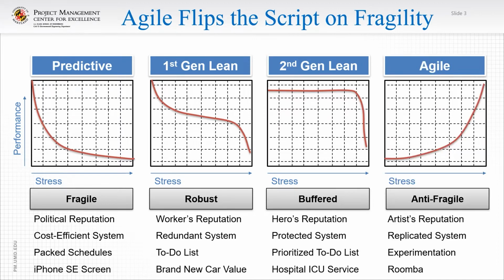Now, Agile flips the script and says that under stress, we're going to continue to improve performance. And in fact, we like stress because we learn. And so this actually exhibits what we call anti-fragile behavior. Examples of this are like an artist's reputation, where essentially there is no such thing as bad news or bad press. Replicated systems look this way.